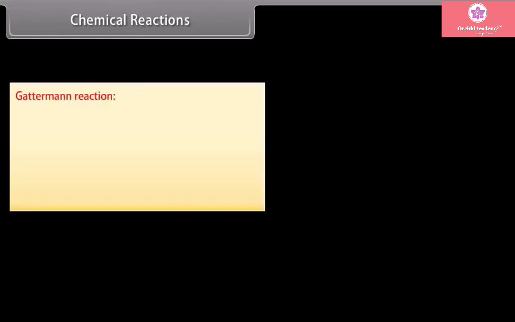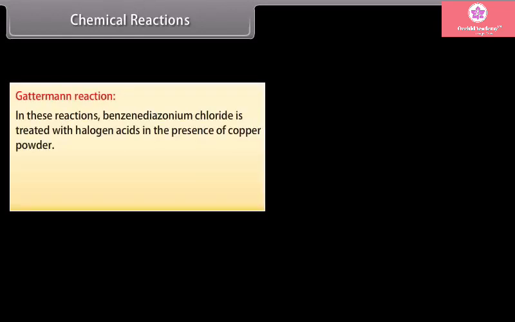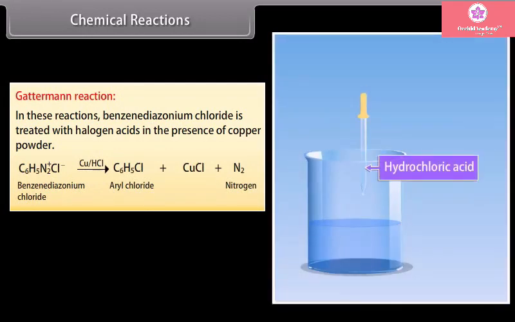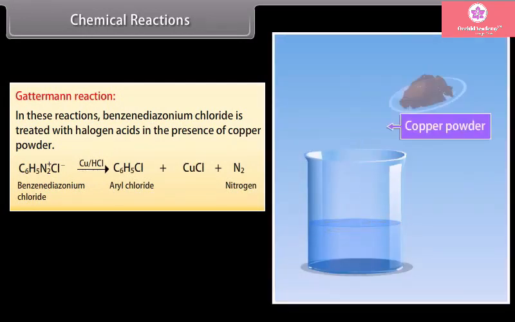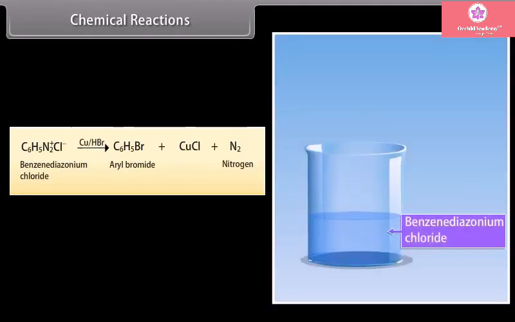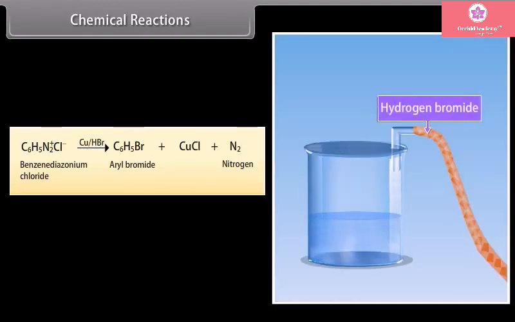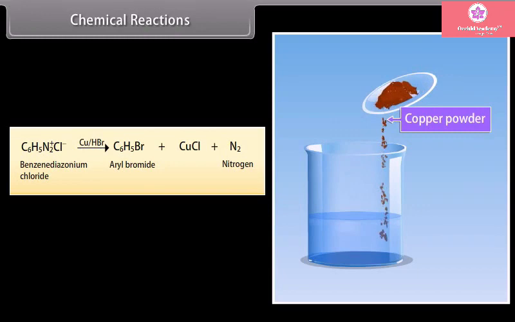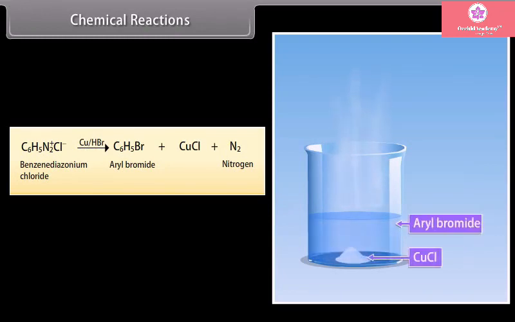Gattermann reaction. In these reactions, benzene diazonium chloride is treated with halogen acids in the presence of copper powder. Benzene diazonium chloride reacts with hydrochloric acid and copper powder, yields aryl chloride, cuprous chloride and liberates nitrogen gas. Benzene diazonium chloride reacts with hydrogen bromide and copper powder, yields aryl bromide, cuprous bromide and liberates nitrogen gas.